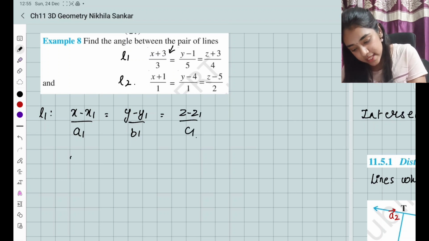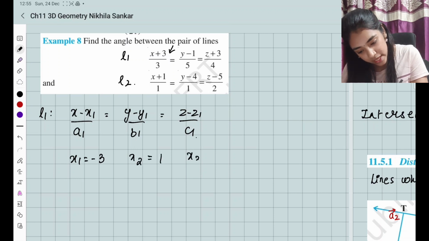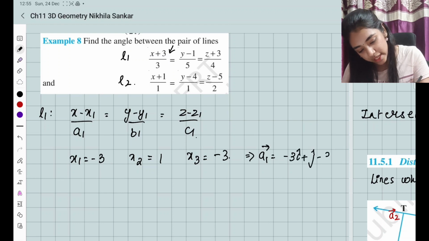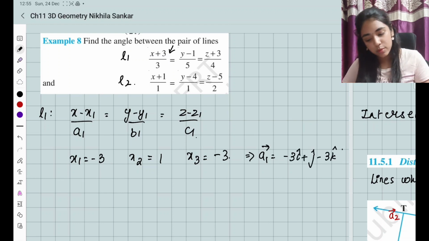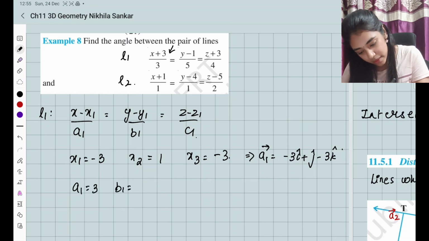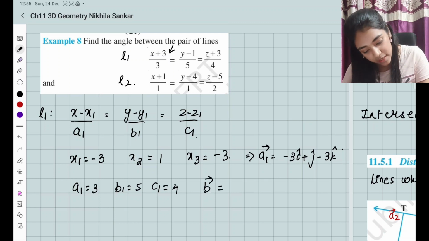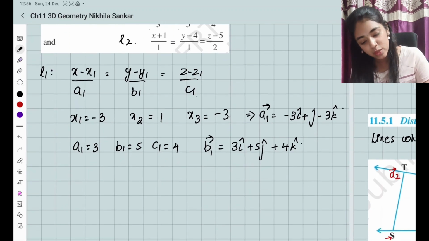So இதிலிருந்து I see that my x1 is going to be minus 3, y1 is going to be 1 and z1 is going to be minus 3. So இதெல்லாம் என்ன coordinates? It is going to be a1 vector, which is going to be minus 3i cap plus j cap minus 3k cap. So a1 கண்டுபிடிச்சாச்சு. a1 equals 3, b1 equals 5 and c1 equals 4. இதெல்லாம் என்ன? Direction ratios of the line இல்லையா? b vector ஓட direction ratio. So b1 vector is 3i cap plus 5j cap plus 4k cap. இப்போ line 1 க்கு கண்டுபிடிச்சாச்சு.